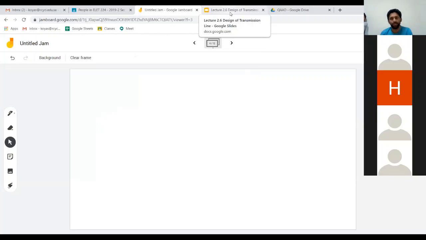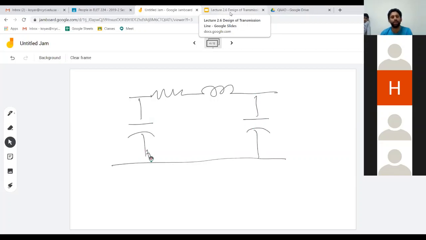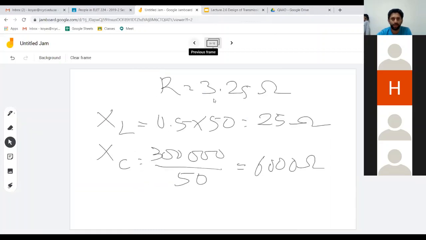So we will draw a pi model. R, inductor. Then you need 2 capacitors here. This is the pi model. R value already we got. How much? 3.25. That is R. XL value was how much? XL value was 25.